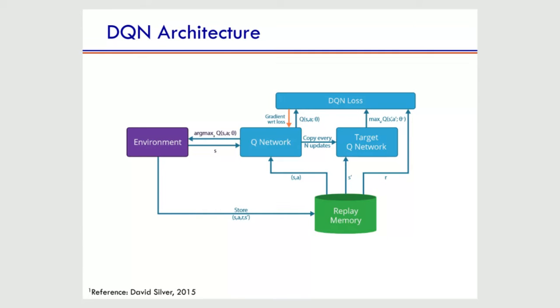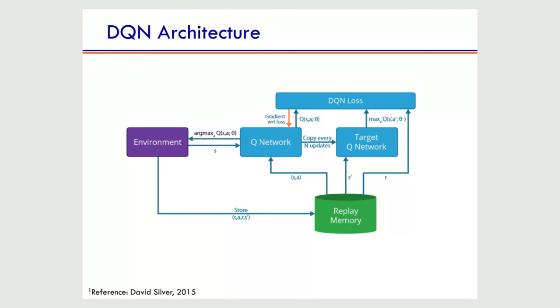Then what I'm going to do is S prime and R are going to give me the targets. Okay. How do I get the target? There's this target Q network, which is using the old weights, W minus, or weights that are not updated often. It takes S prime, and A prime is just the max of that.